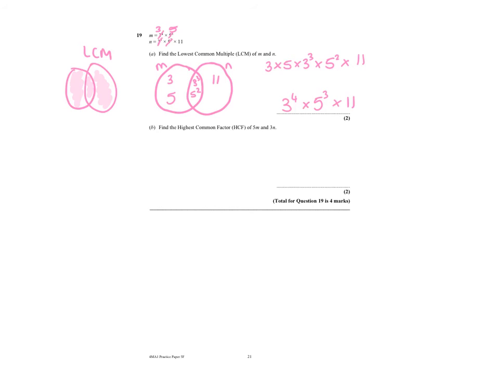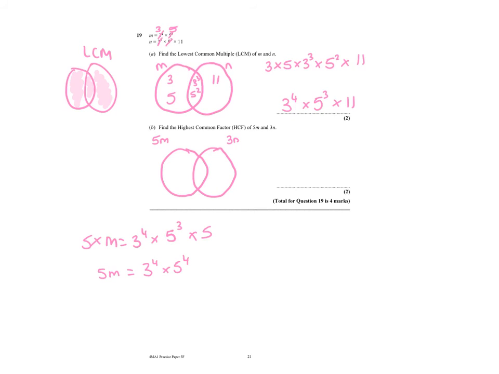Now I want to find the highest common factor of 5m, so 5 lots of m, and 3 lots of n. So if I know m is 3 to the 4 times 5 cubed, if I have 5 lots, I need to then multiply this by 5. So my 5m is 3 to the power of 4 times 5 to the power of 4.